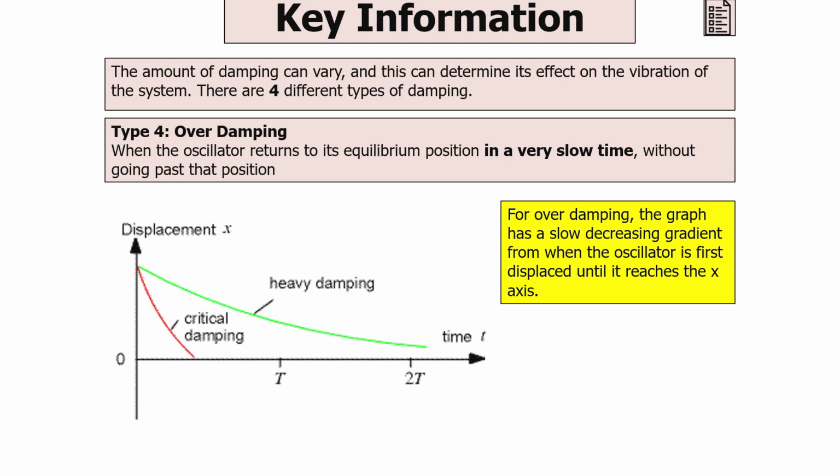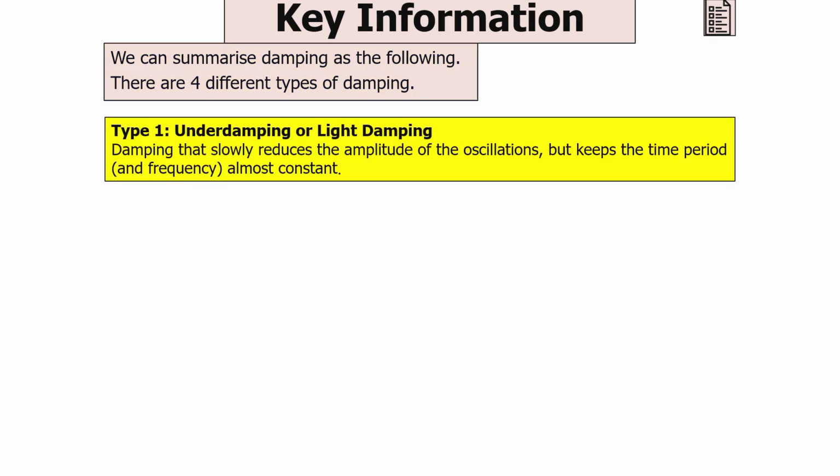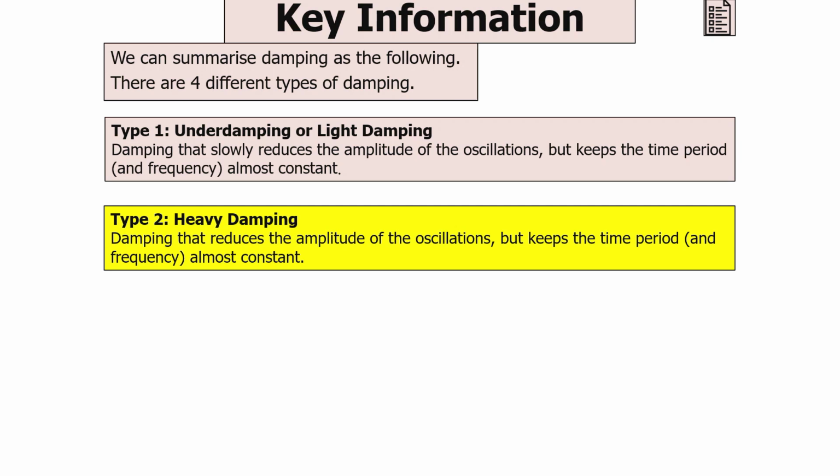So for overdampening, the graph has a slowly decreasing gradient from when the oscillator is first displaced until it reaches the x-axis. So we can summarize dampening as the following. There are 4 types of dampening. Underdampening or light dampening. Dampening that slowly reduces the amplitude of oscillations but keeps the time period and frequency almost constant. Heavy dampening. Dampening that reduces the amplitude of oscillations but keeps the time period and frequency almost constant.